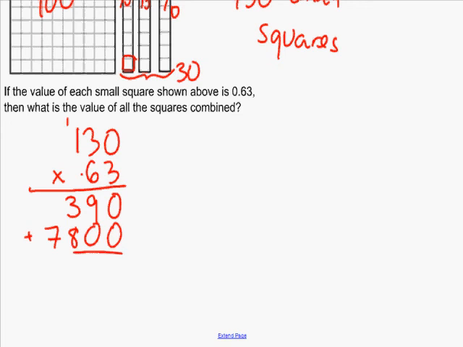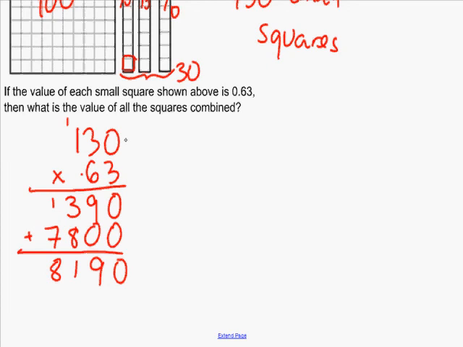I'm going to go ahead and add. 0 plus 0 is 0. 9 plus 0 is 9. 3 plus 8 is 11. Carry 1. 1 plus 7 is 8. My answer is not going to be 8,190. I need to place my decimal point.